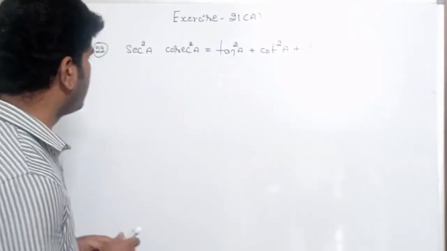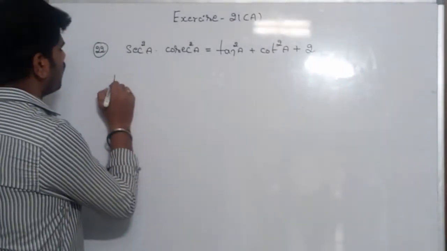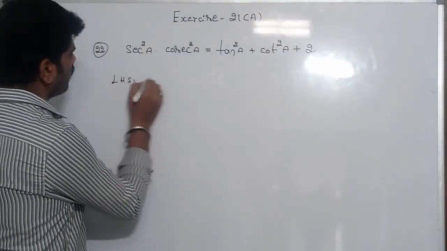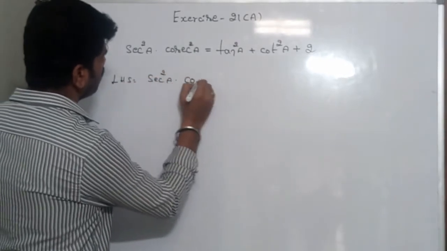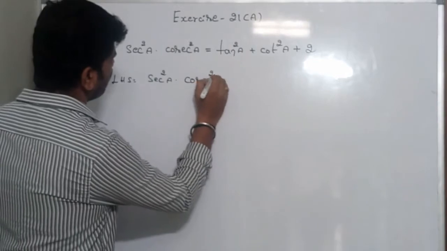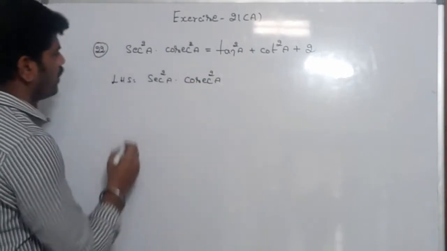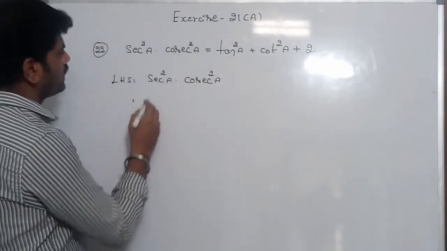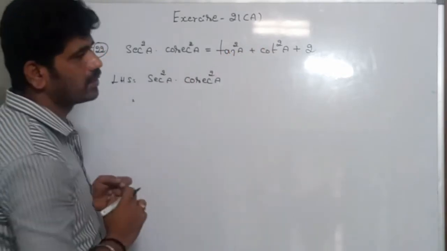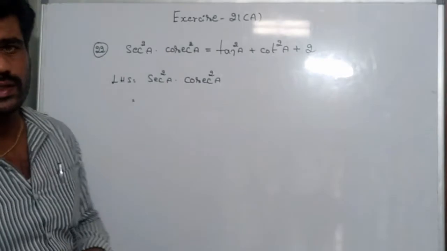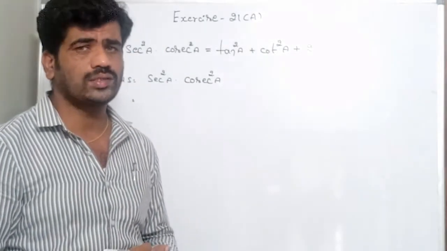So here, we should take the LHS. What is the LHS here? LHS is equal to secant square A into cosecant square A. Okay, so we know that the answer should be tan square A plus cot square A. That means we should express the answer in terms of tan square A plus cot square A.